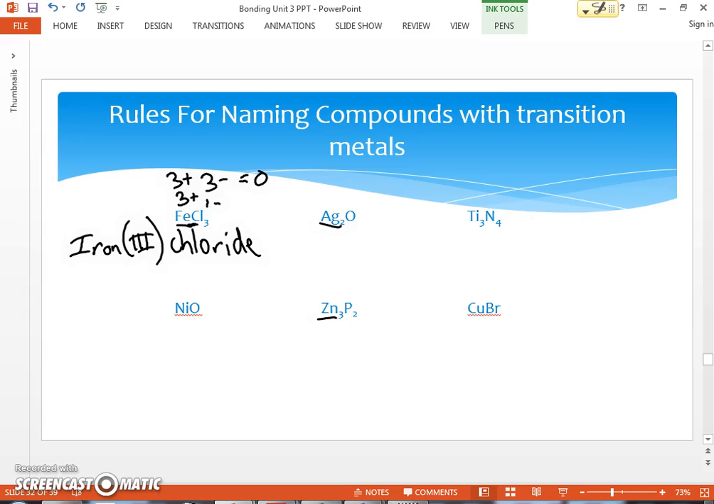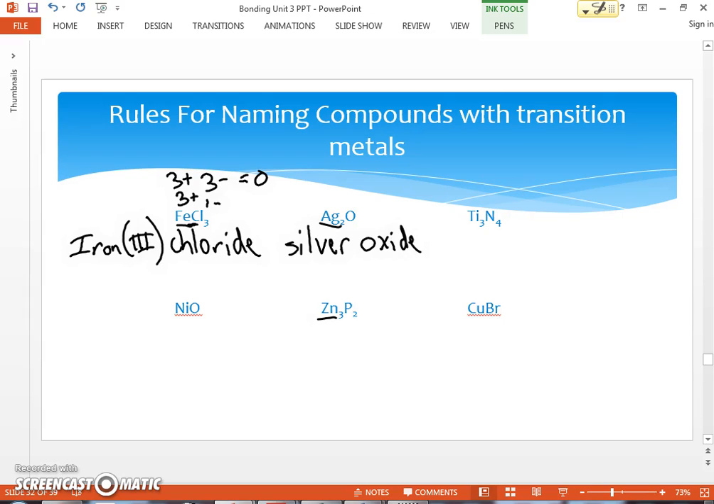The next one, actually all of these have transition metals, but silver is one of those that doesn't have a Roman numeral after it. So I just need to write the name. So Ag, like we said, is silver. O is oxygen, but I've got to change the ending to "-ide".